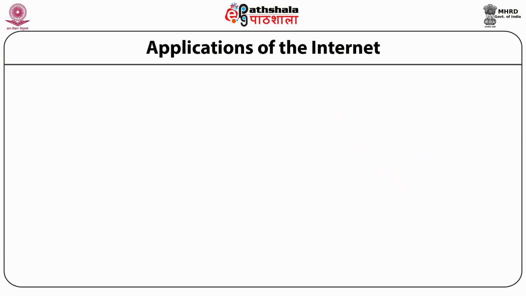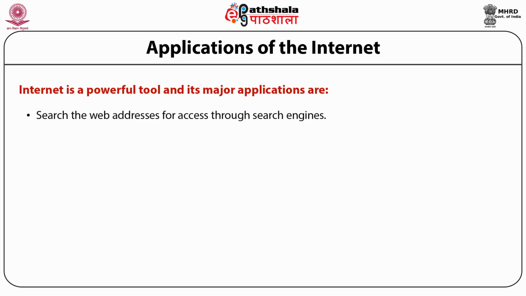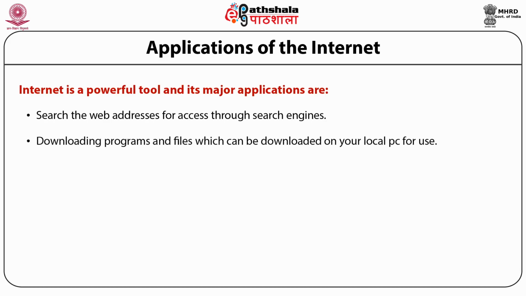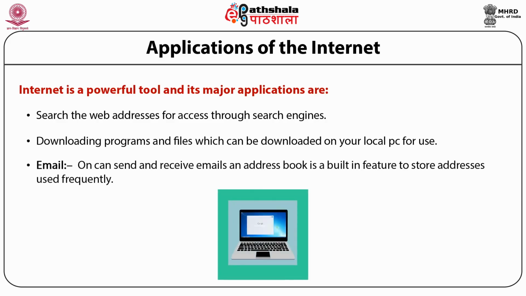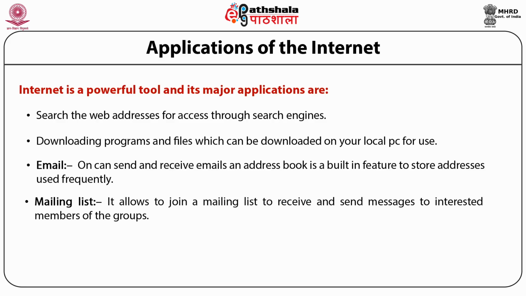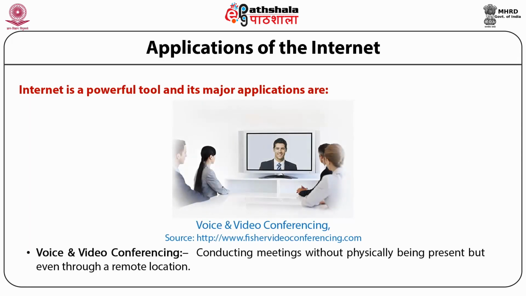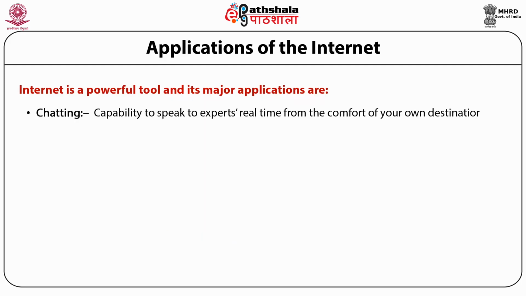Let us look at the application of Internet in today's world. Internet is a powerful tool and its major applications are: searching the web addresses for access through search engines. Then downloading programs and files, which can be downloaded on your local PC for use. Email: one can send and receive emails. An address book is a built-in feature to store addresses used frequently. Mailing list: it allows you to join a mailing list to receive and send messages to interested members of the group. Voice and video conferencing: conducting meetings without physically being present, even through a remote location. Chatting: capability to speak to experts in real time from the comfort of your own destination.